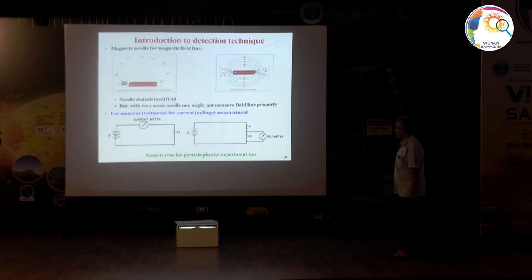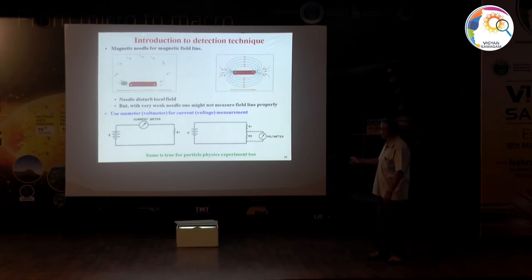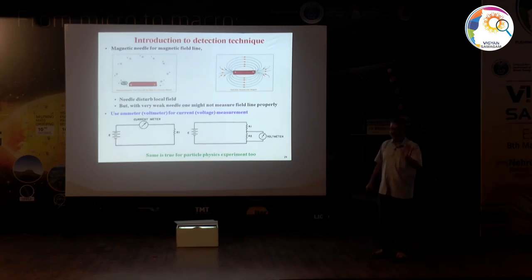Now, the neutrino detection technique in the instrument. This is one take-home point: when we make an instrument, what should be the criteria for that instrument? I hope most of you did this experiment in your 12th standard, magnetic field line measurement of a bar magnet. How many of you have done this experiment? Okay, at least a few of you.